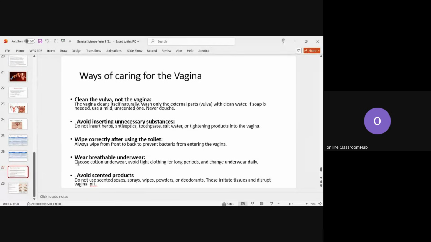And then number four, wear breathable underwear. Choose cotton underwear. Avoid tight clothing for long periods and change underwear daily. So you have to wear cotton panties. Now you avoid rubber panties, because they generate a lot of heat in the vagina. And then you should be changing your underwear daily. Some people will wear their underwear until it is dirty. And then when they finish bathing, they don't even get underwear to wear.